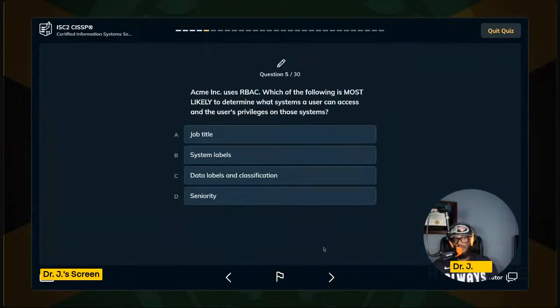All right, Acme Inc. uses RBAC or role-based access control. Which of the following is most likely to determine what systems a user can access and the user's privileges on those systems? All right, it's not going to be seniority. Data labels and classification, that's going to be MAC, mandatory access control. I think that's going to be the same for Bravo. I think it's going to be title. When we talk about role-based access control, it's going to be job title.